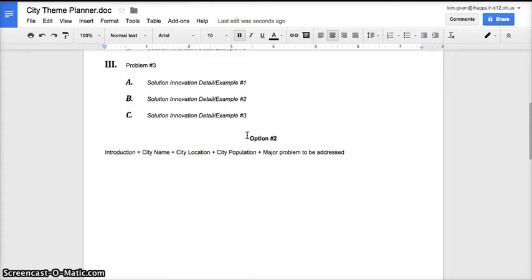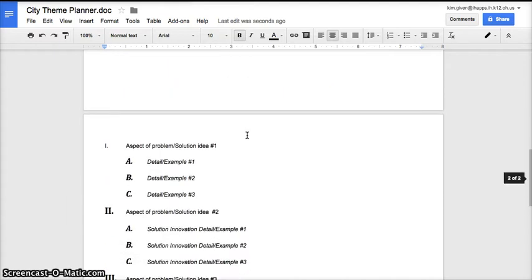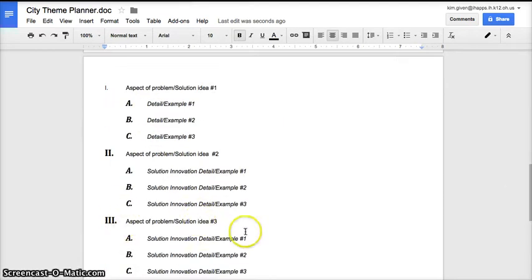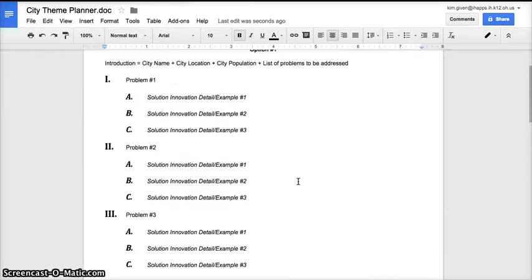The second option is you're going to look at one big problem and then come up with details about the solutions or the areas of the problem that are solved, and then further detail down below about how that would work. So let's use an example.